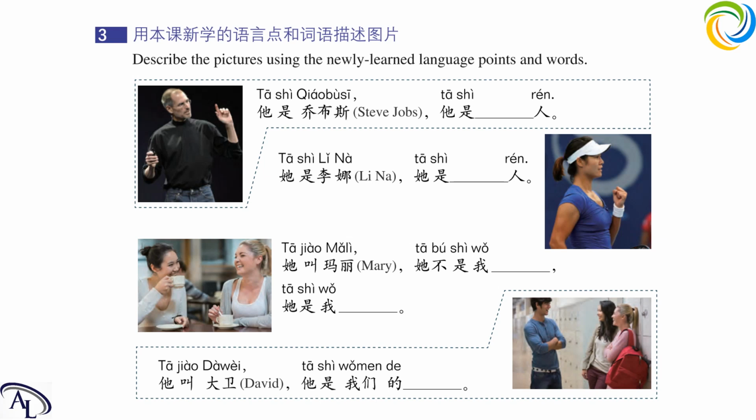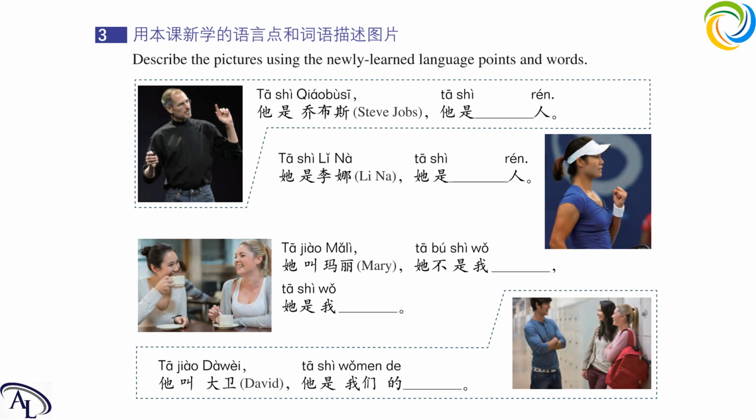The next one, last exercise. 他叫大卫。His name is 大卫, the Chinese translation for David. 他是我们的 He can be anything, anybody you want. For example, maybe your friend, 朋友, or teacher, 老师, or 学生, student. Okay, so the blank can be 他是我们的朋友，他是我们的老师，他是我们的学生。Okay, now let's move on to the next part.